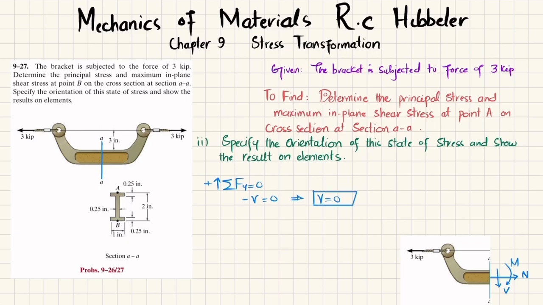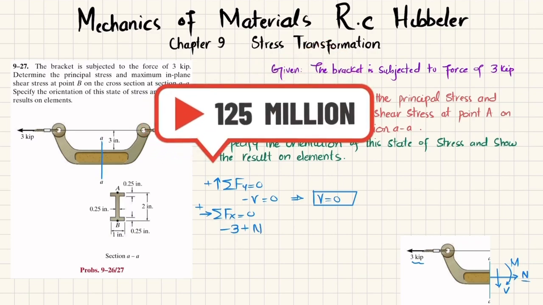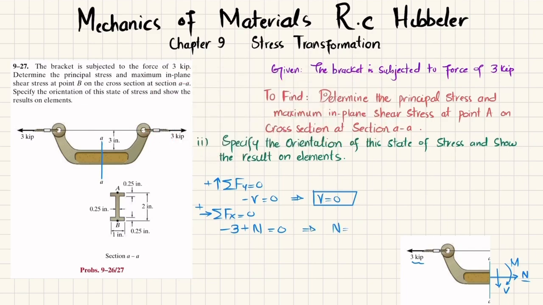Now we'll find N using the equation of equilibrium that the sum of all forces along the x direction must be equal to 0, with force in this direction taken as positive. So 3 is in the opposite direction: minus 3 plus N, which is in the positive direction, is equal to 0. From here we have N equal to 3 kip. Now we'll find the moment about section AA. For that I will apply the equation that the sum of all moments about section AA must be equal to 0, with counterclockwise moment taken as positive.